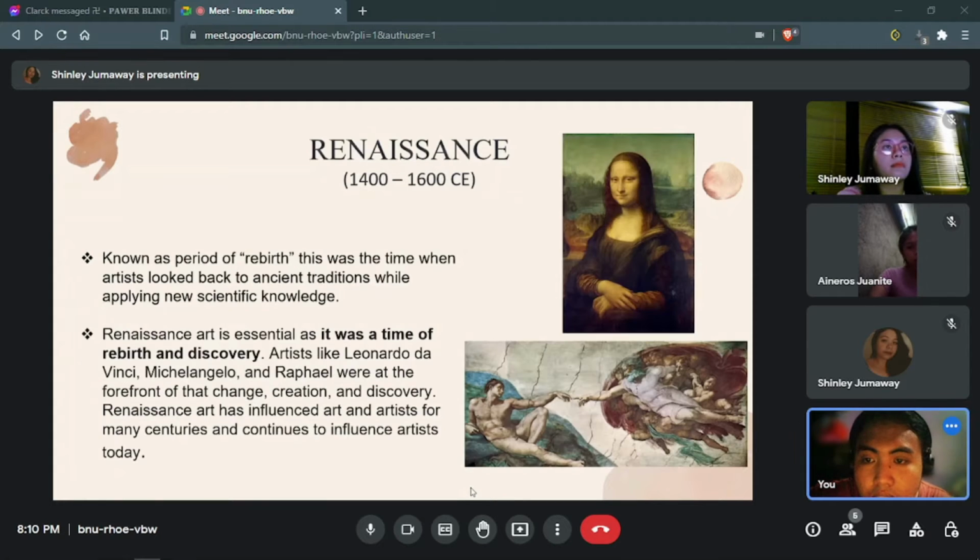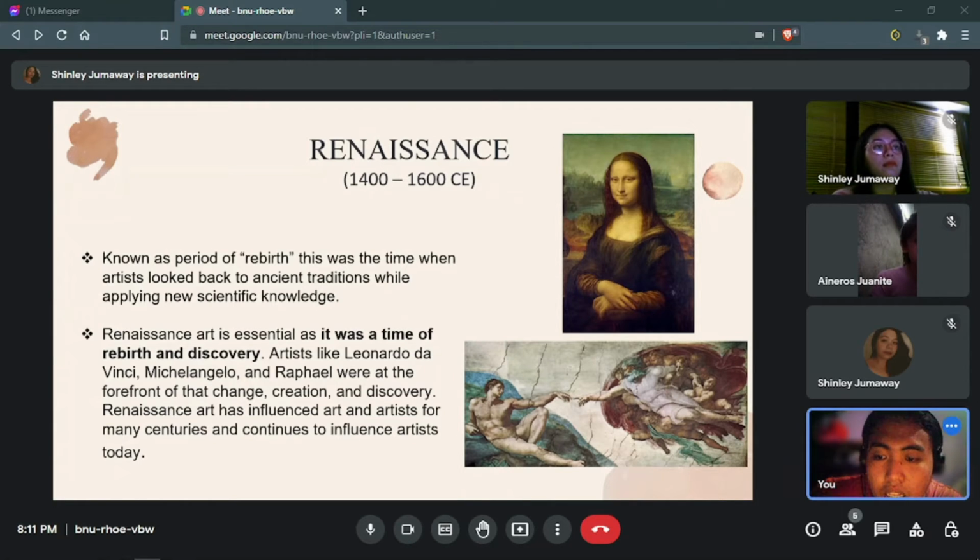Okay, next. So the period of rebirth, or the Renaissance period, dating back to 1400 to 1600 CE. It was known as the period of rebirth. This was the time when artists looked back to ancient traditions while applying new scientific knowledge. Renaissance art is essential as it was a time of rebirth and discovery. Artists like Leonardo da Vinci, Michelangelo, and Raphael were at the forefront of that change, creation, and discovery. Renaissance art has influenced art and artists for many centuries and continues to influence artists today.